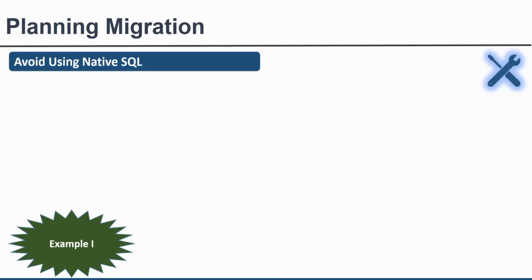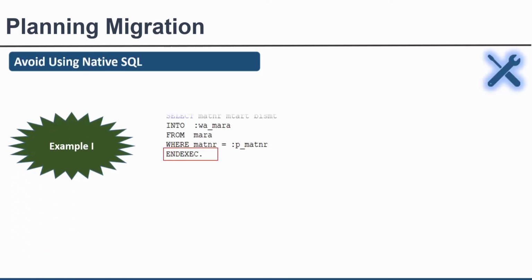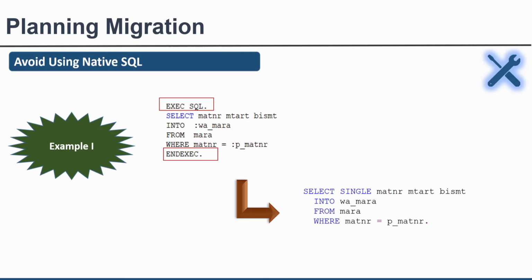Here is an example of native SQL. In the source code, exec and end execute is used. These statements define an area in an ABAP program in which one or more native SQLs can be specified statically. The area between exec and end execute is not checked completely by the syntax check. The statements entered there are passed to the native SQL interface and processed there. So as recommended, this has to be converted to OpenSQL like shown in the screen.